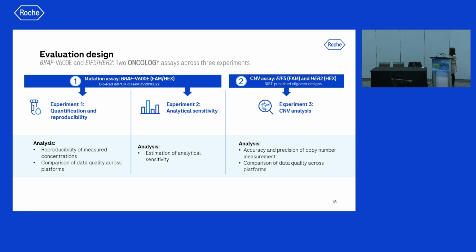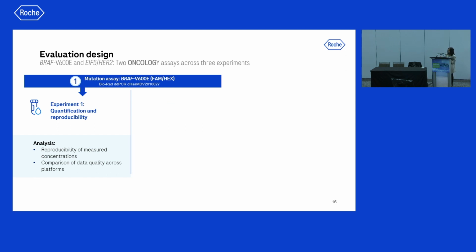By contrast, for the CNV assay, we actually used an NIST published oligomer design. And NIST, for those of you that are not familiar, is the National Institute of Standards and Technology. So they had a publication for this particular design that was then utilized for this particular study. Now, if we focus on the first experiment, I know it's a little bit of a busy slide, so I want to just showcase this right here specifically.